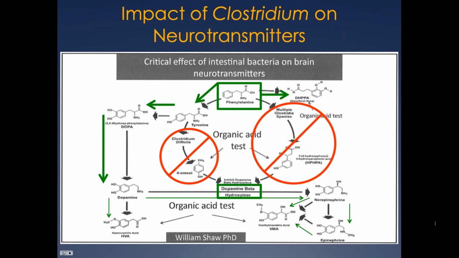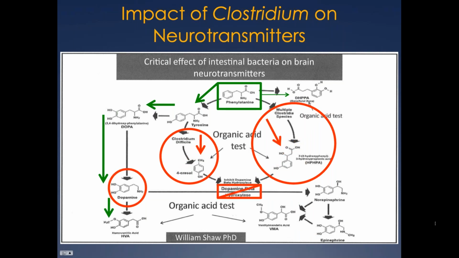So when we don't have too many of these Clostridial species, dopamine beta hydroxylase does what it's supposed to do, and we get an appropriate balance of these two neurotransmitter metabolites, HVA and VMA. We also end up with appropriate amounts of DHPPA, which show that we have good beneficial bacteria present in the gut.